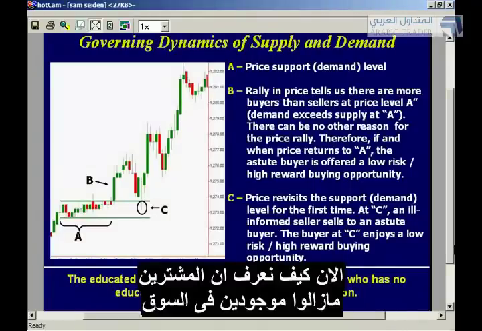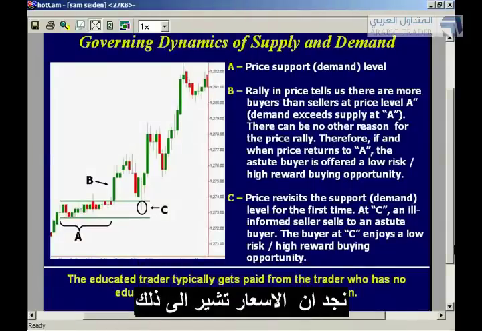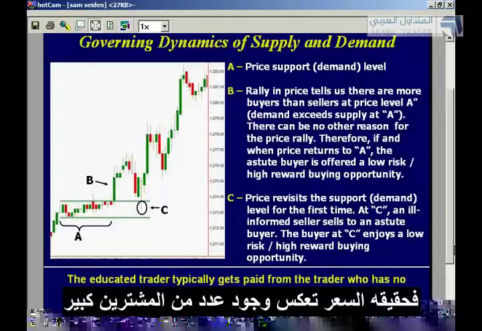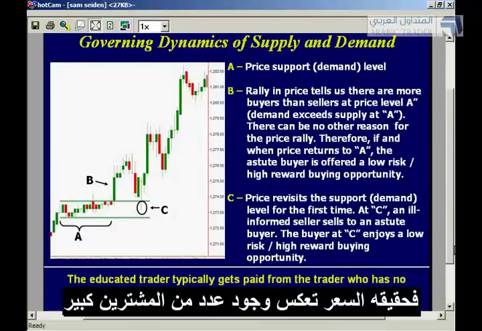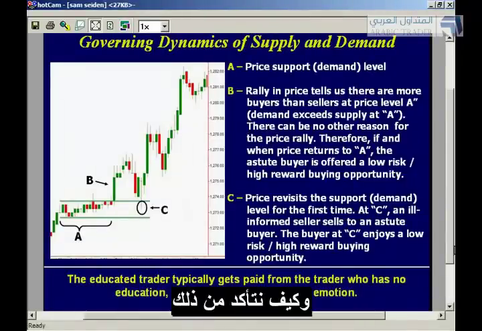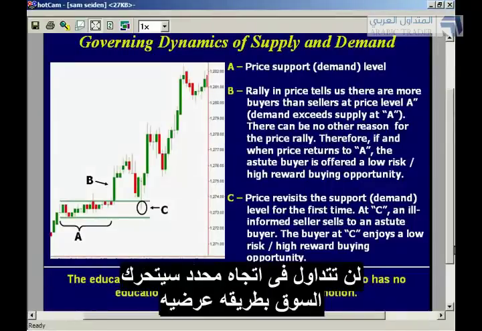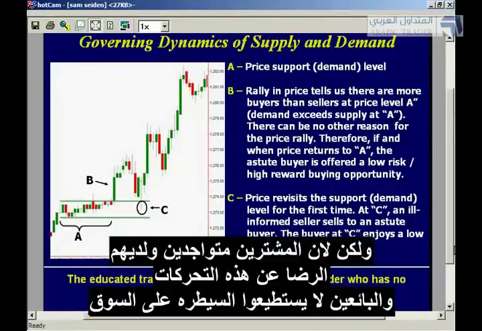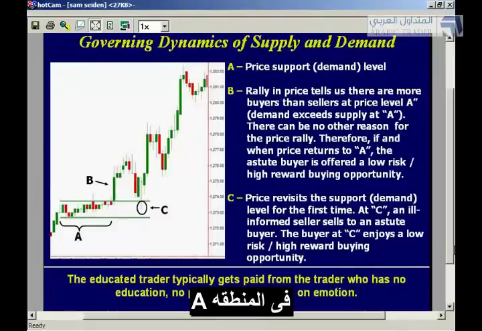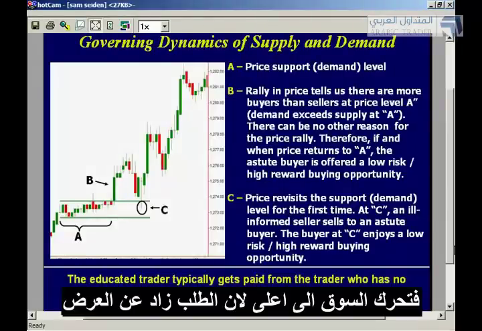How do we know the buyers are still there at C? Well, why did price rally at B? Price rallied at B because there were too many buyers at A. And how do we know that for sure? Because if supply and demand were in balance at A, you never would have moved higher at B. You'd still be trading sideways. But because there were more willing buyers at A than sellers, price could not stay in that range. It couldn't. It wasn't possible. It had to move higher.